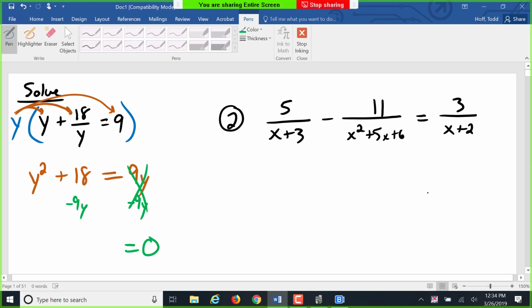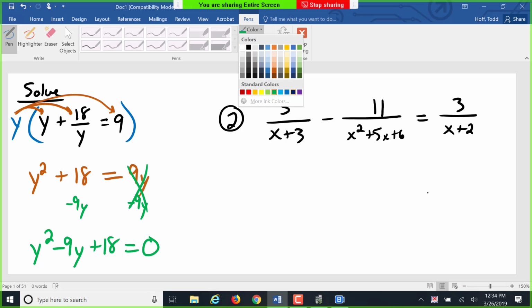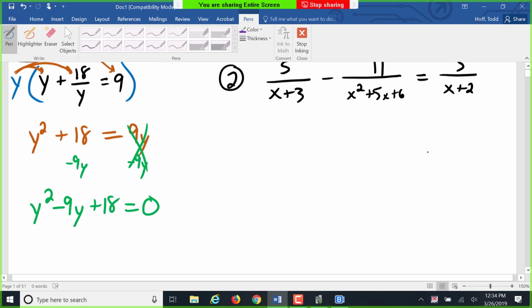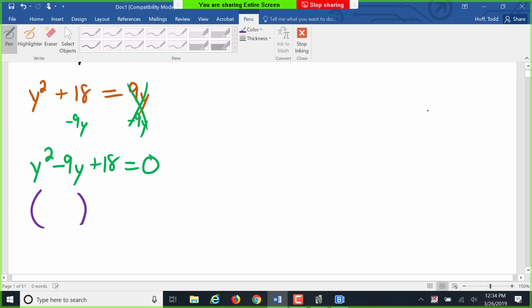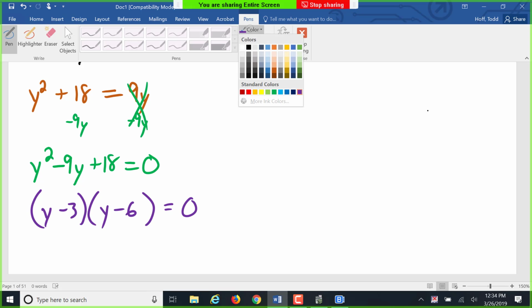On the left side, we're going to go in descending order. So we have the y squared. Nothing to subtract the 9y from, so just minus 9y and positive 18. So now we need to see if we can factor that. Y squared minus 9y plus 18 factors to what? Y minus 3 and y minus 6. Perfect. Y minus 3 and y minus 6.